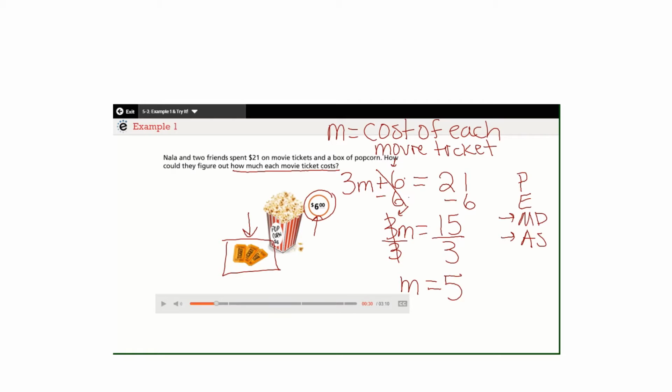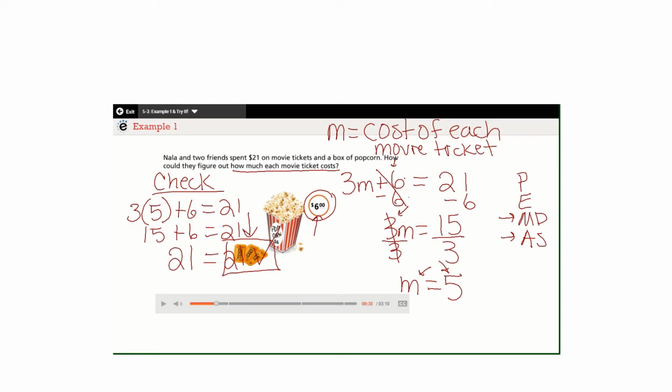Now we have to check. To check, you have to substitute your value in. So in this case, it'll be 3 times 5 plus 6 equals 21. Now 3 times 5 is 15, plus 6 equals 21. Now keep simplifying until both sides come out to be equal. 15 plus 6 equals 21, and that equals 21, so we know we did our math correct.